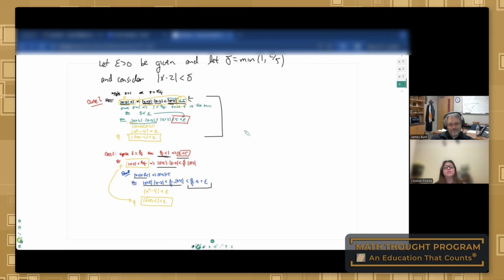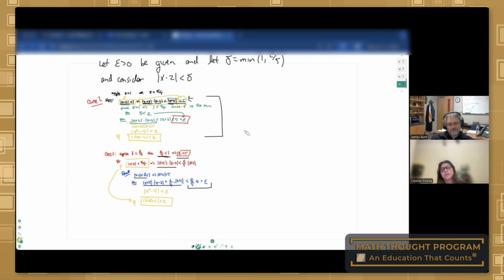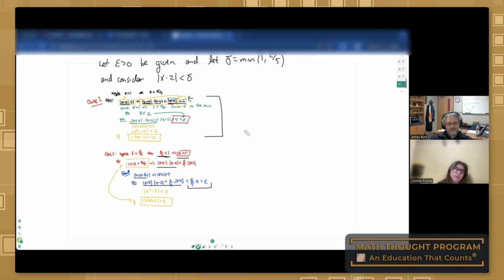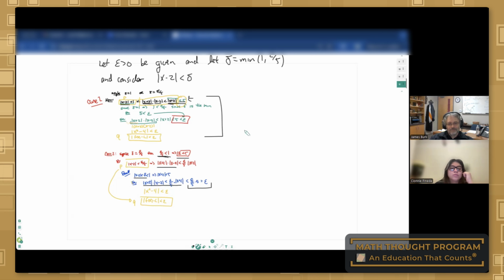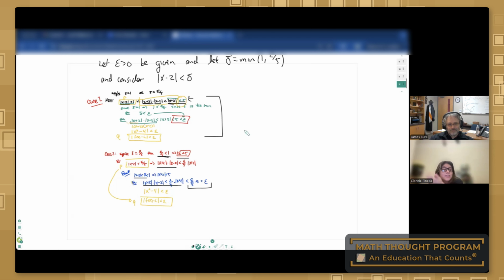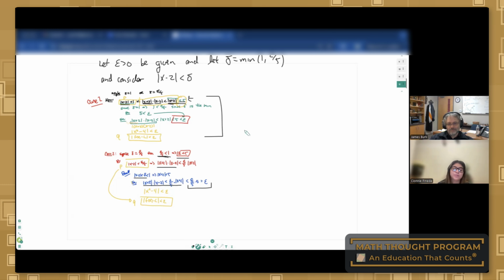Then we do the same thing for the second case. We choose delta is epsilon over 5. And then here we note that it's less than 1, meaning when I manipulate that, I can say that 5 is greater than epsilon. And then I start off with the statement like I did before: x minus 2 is also less than epsilon over 5. Then I multiply both sides by x plus 2.